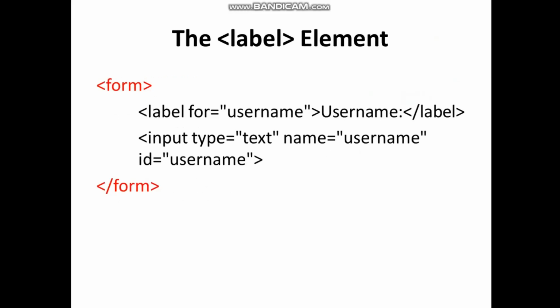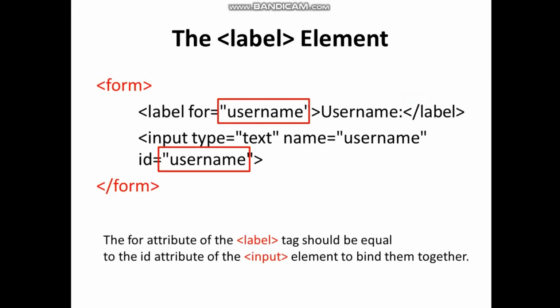The for attribute of the label tag should be equal to the ID attribute of the input element to bind them together.